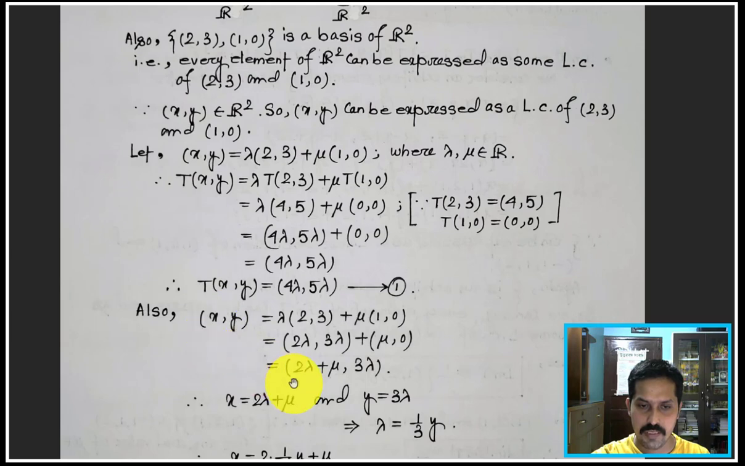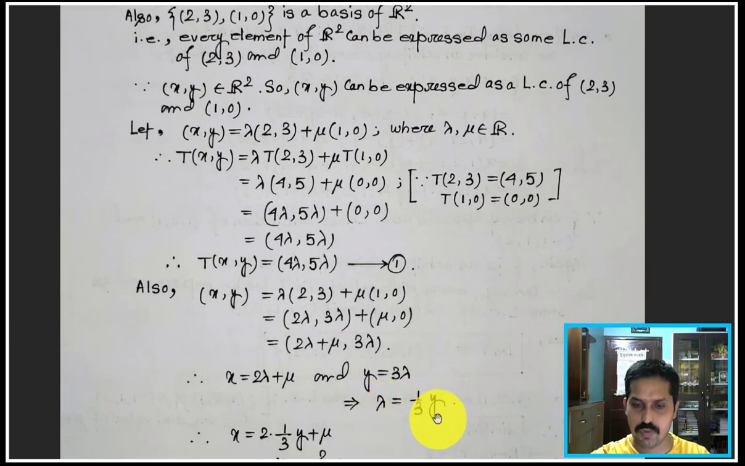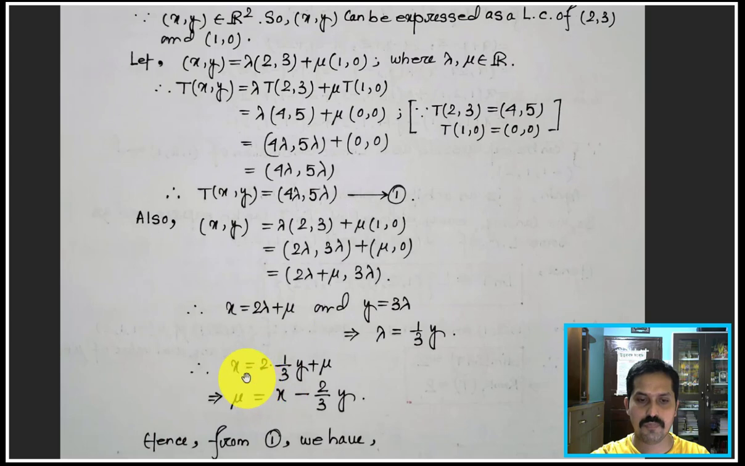Now comparing, x equals 2 lambda plus mu and y equals 3 lambda. As y equals 3 lambda, lambda equals y by 3, and as x equals 2 lambda plus mu, x equals 2 into y by 3 plus mu. So what is the value of mu? Mu equals x minus 2y by 3. Means we first consider two arbitrary constants lambda and mu, then we find the values of lambda and mu in terms of x and y.